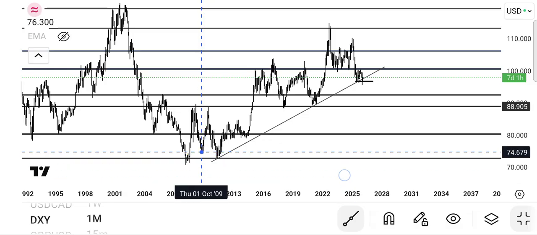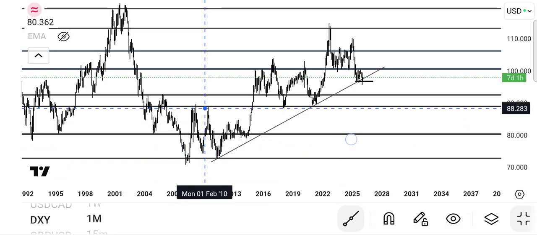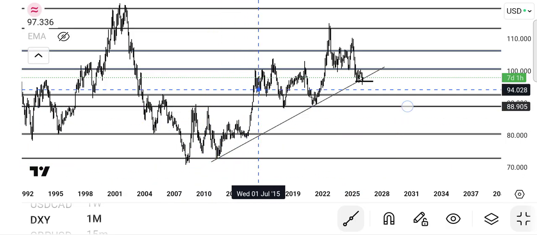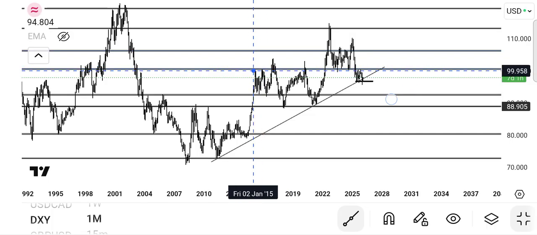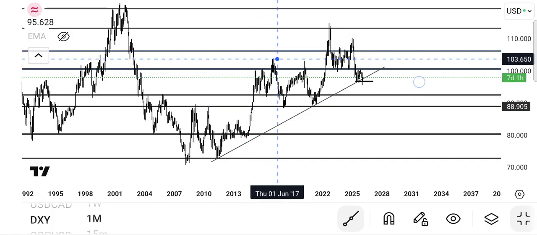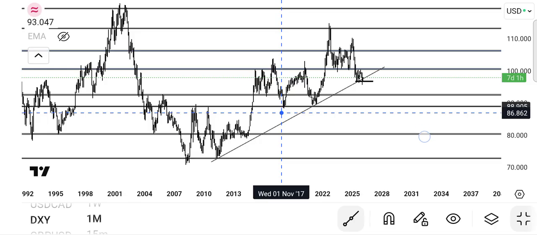This is a higher low. This is an equal high. This is a higher low. This is a higher high. This is a higher low. This is a higher high. This is a further push to the downside.